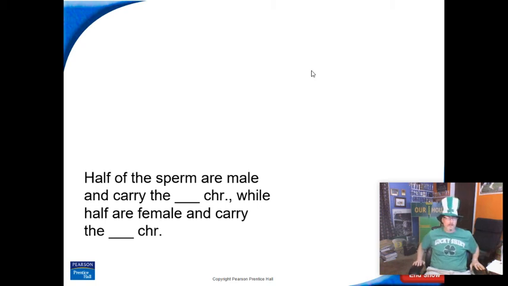Half of the sperm are male and carry the Y, while the other half are female and carry the X. Take a look at number 4. And I know it's odd to refer to sperm as female, but they will lead to a female if they are involved in fertilization. So the male sperm are the Y sperm, and the female sperm are the X sperm, or carrying the X chromosome.